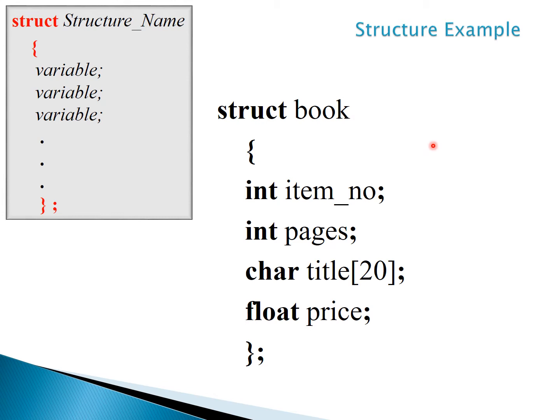This is a sample structure here. Struct is a keyword, book is the name of the structure, and in this structure we have four variables: two integers, one character array, and the fourth one is a float variable, and that's the end of the structure.